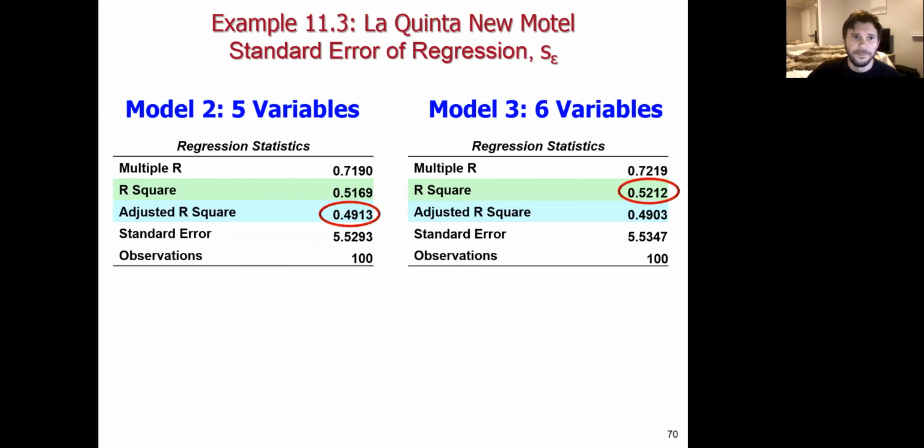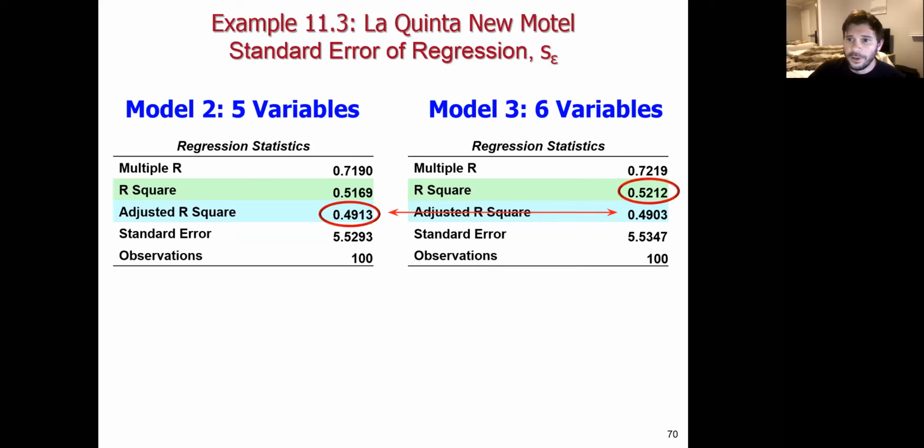We can go back to our model selection problem here. We already saw that we had a difference in the adjusted R-squared when we moved from the less complex model with 5 variables in model 2 to the more complex model. Sorry, I'm making the wrong comparison here. Let me change that. We saw that we had a reduction in the adjusted R-squared when we moved from model 2, the less complex model with 5 variables, to model 3, the more complex model with 6 variables. The other thing we can look at here is we could look at the residual standard error.